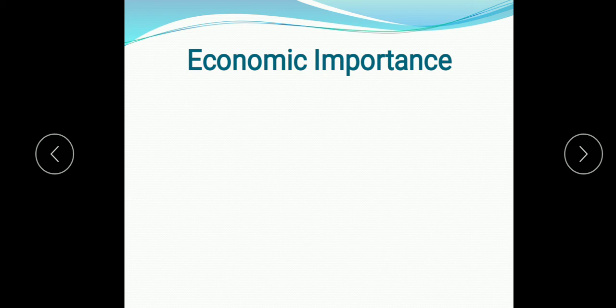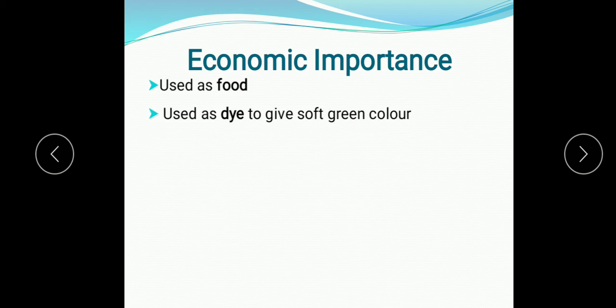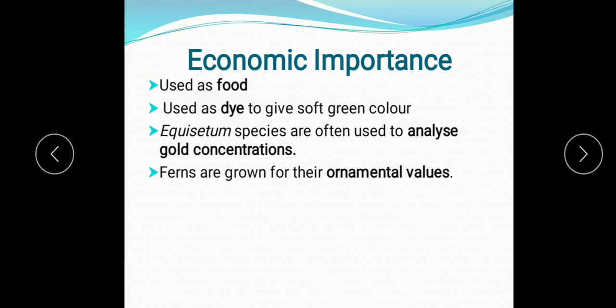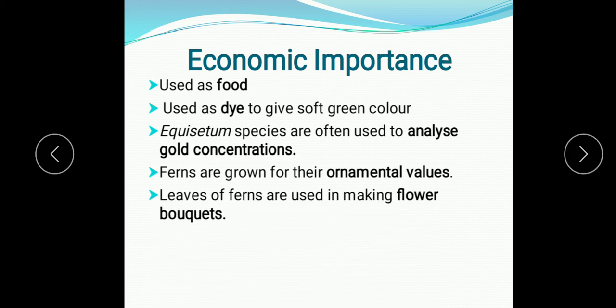Now here we will study the economic importance. It is used as food, and some pteridophytes are used as dye also. Dye means color, to give a soft green color. Equisetum species in the pteridophytes are used to analyze gold concentrations. And ferns are grown for ornamental value. Also in the gardens they are grown. Leaves of the ferns are used in making flower bouquets.